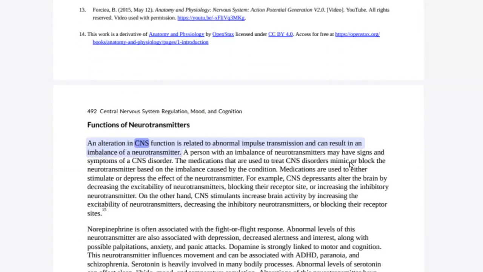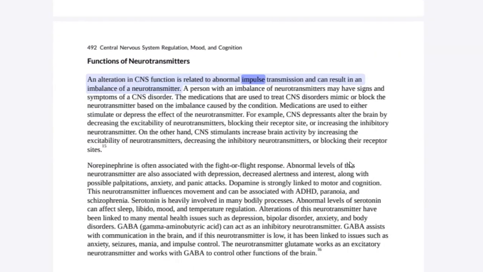Functions of neurotransmitters. An alteration in CNS function is related to abnormal impulse transmission and can result in an imbalance of a neurotransmitter. A person with an imbalance of neurotransmitters may have signs and symptoms of a CNS disorder. The medications that are used to treat CNS disorders mimic or block the neurotransmitter based on the imbalance caused by the condition. Medications are used to either stimulate or depress the effect of the neurotransmitter.